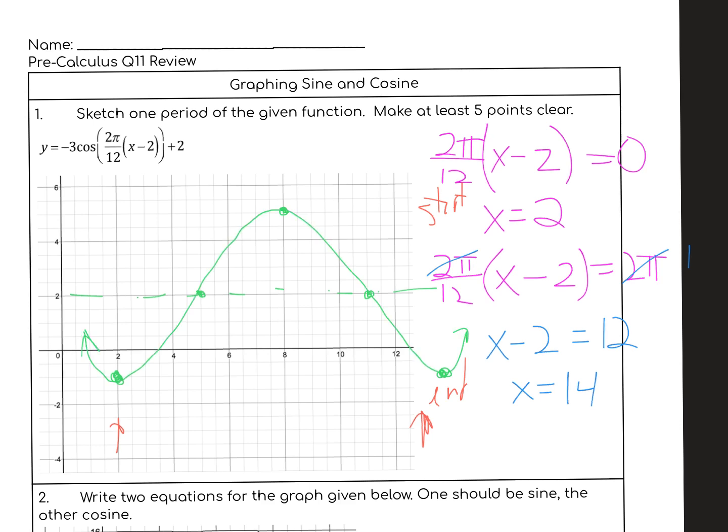So my midline is at 2. My amplitude is 3, but since I'm negative, I start below. My period is that 12 we got there. And then my shift is 2 to the right.